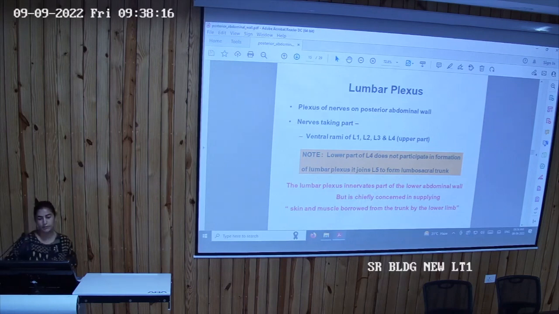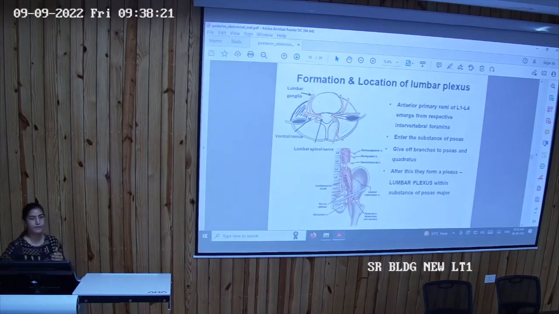So what is the purpose of the lumbar plexus? You told me it is giving the motor supply to the region. So it will be supplying the muscles. All the posterior abdominal muscles are supplied by the lumbar plexus. Now this is the formation of the lumbar plexus.